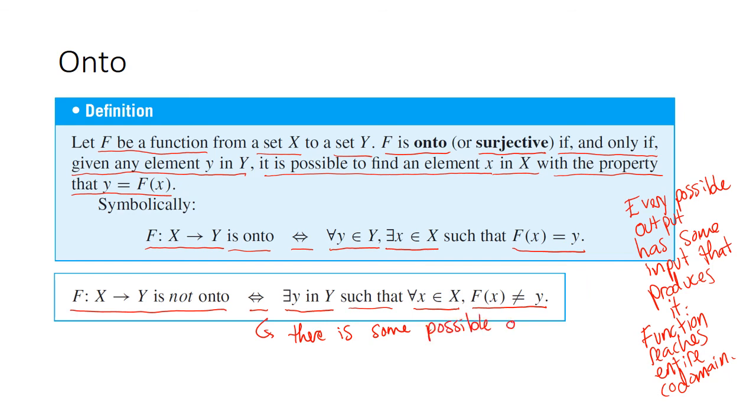output, and by possible output, again, I just mean something in the codomain that can't be reached from any input. Like there's no input that will reach it. Okay, so that would not be onto.